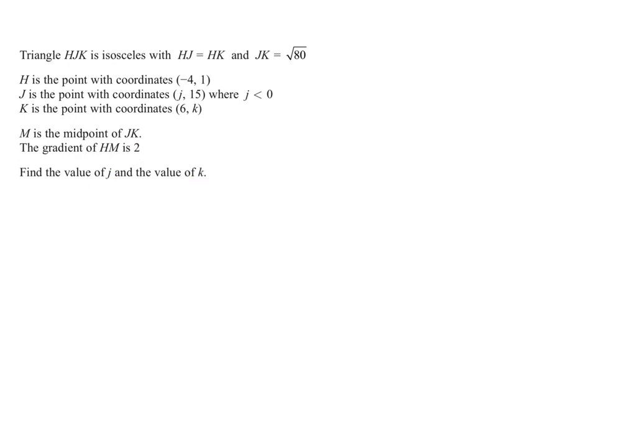I'm going to draw a couple of sketches. With a question like this, I think it helps just to put something down to start with and go, okay, what have we got here? Well, I have an isosceles triangle where HJ and HK are the same. So my triangle is going to look something like that. JK is equal to the root of 80. I don't know the orientation of the triangle yet, but we'll look at that when we look at the coordinates. So that's generally what I've got.